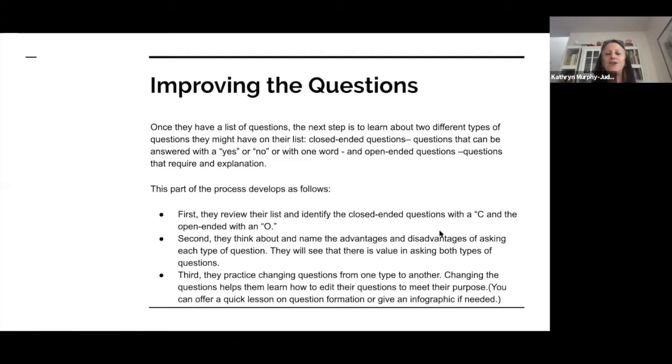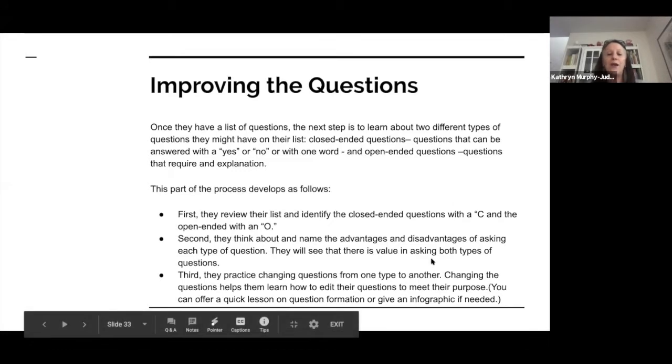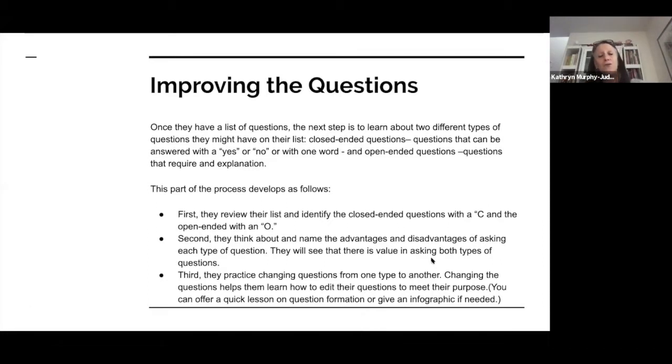The second thing that they do is they think about and name the advantages to asking a closed question as opposed to an open question. Closed questions, what are some of the advantages? Well, the answers are pretty quick to give. So you could ask it and just really quickly get an answer. But an open question, it's going to take a lot more time. An open question, there might not be a right or wrong answer. There may be a lot of gray area. It may actually bring out a lot more in the topic.